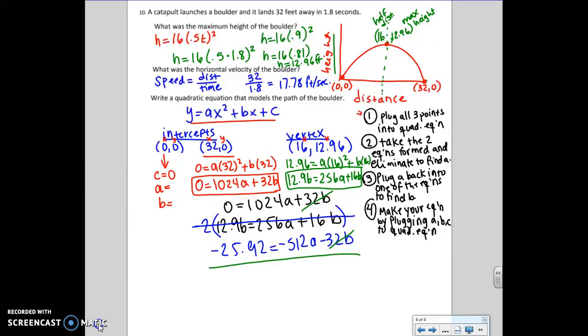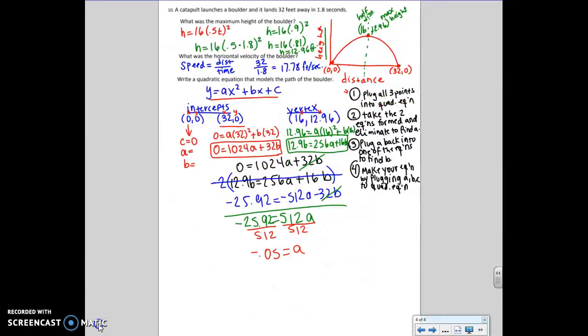And I can subtract 1024 minus 512, which is going to give me 512A. This is going to give me negative 25.92. And now to solve for A, I need to divide both sides by 512. And A will always be negative. I get negative 0.05. To find B, I'm going to plug that back into one of the equations.